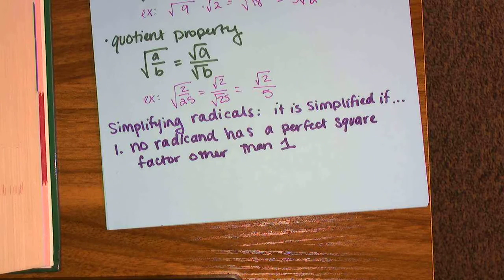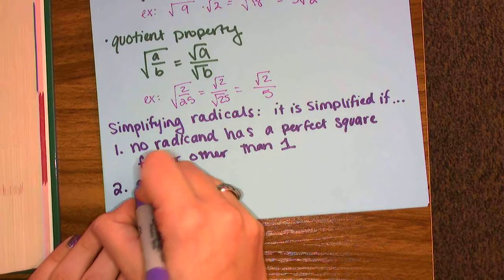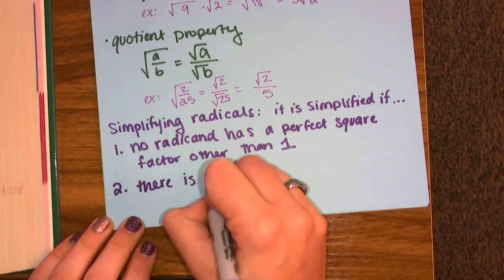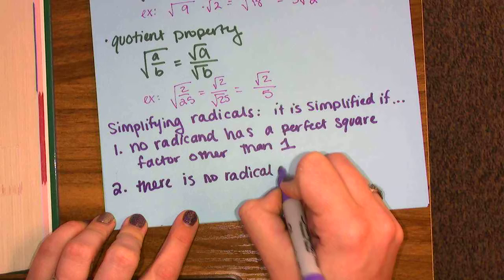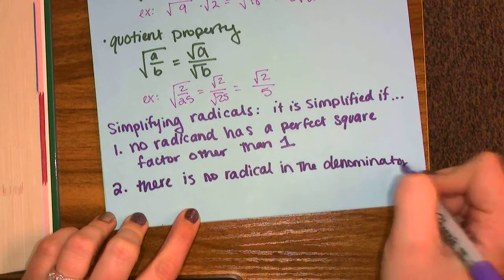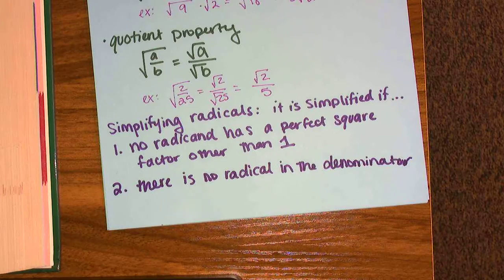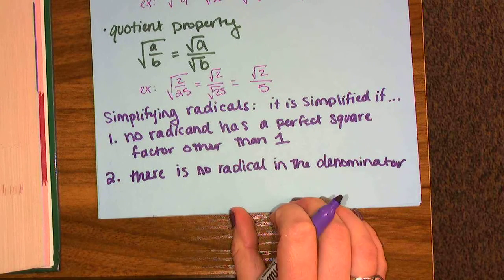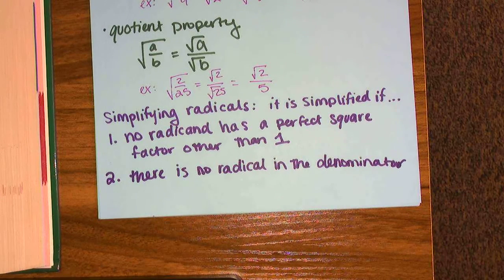But like the square root of 9, you could do 3 times 3. That means that you could pull out a 3. So it would not be simplified if you had like the square root of 9. Okay, and 2, there's no radical in the denominator. So you can't have a radical in the denominator, and it still be simplified. Okay, you'd have to rationalize it, and we'll talk about that in a little bit.